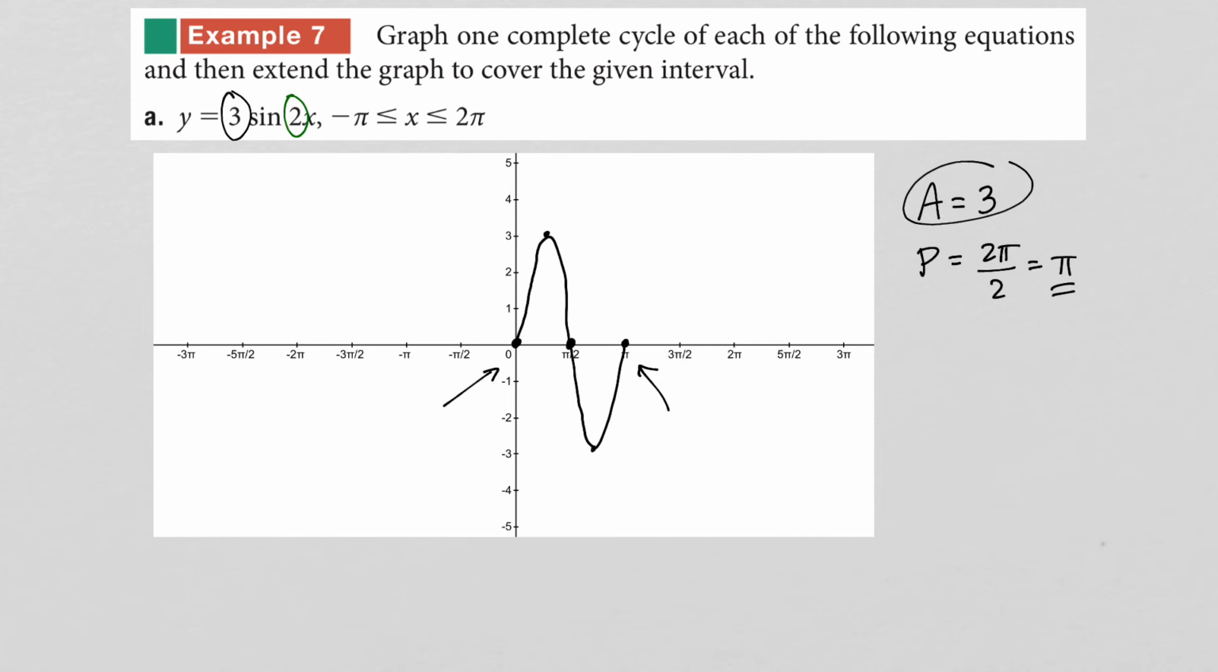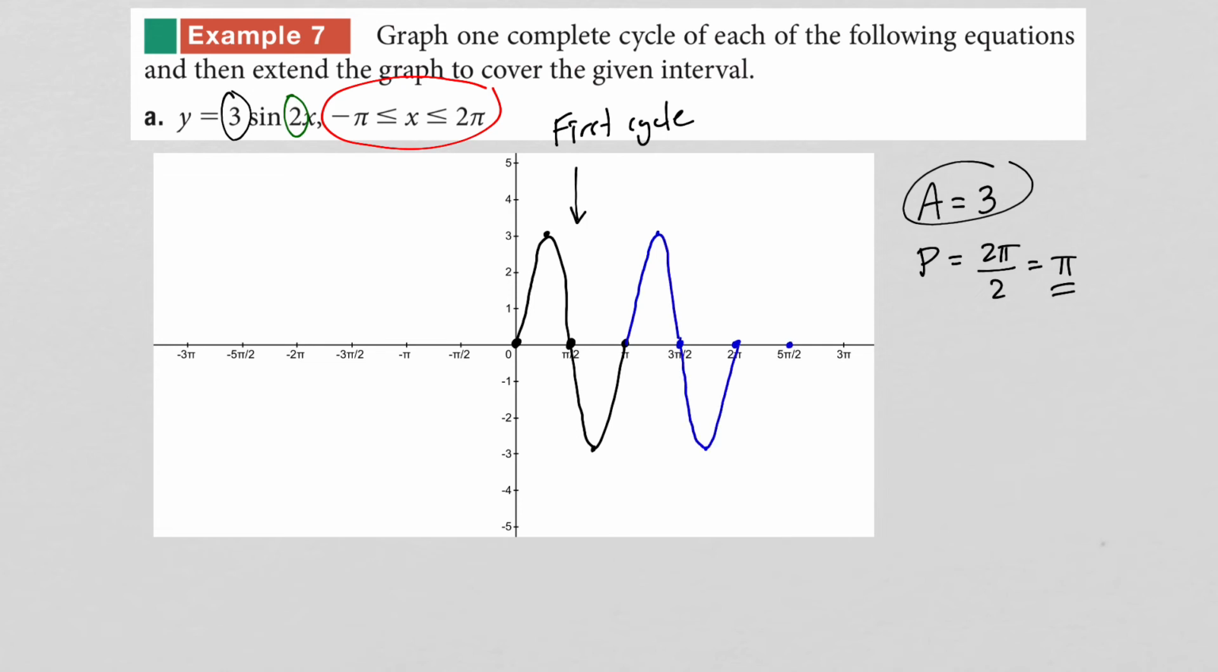Okay, now they ask us to extend the graph between -pi and 2 pi. I'm going to extend it for everything you see here. I'll do the rest of the graph in a different color just so I can show you that this is our first cycle here. And we get everything else by looking at that. So to get another cycle, we're going to have a point here and a point here. We're going to have a high point here and a low point here. Again, the distance between pi and 2 pi is pi units. That's the period again. So it goes up, back down, and then back up again.